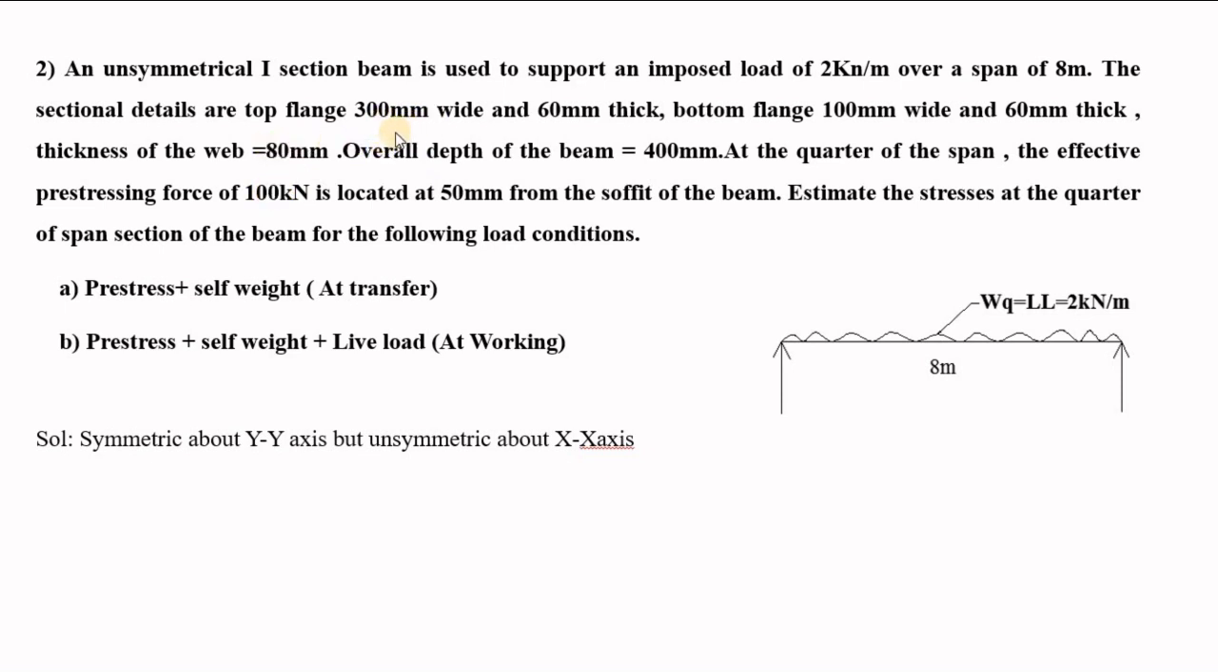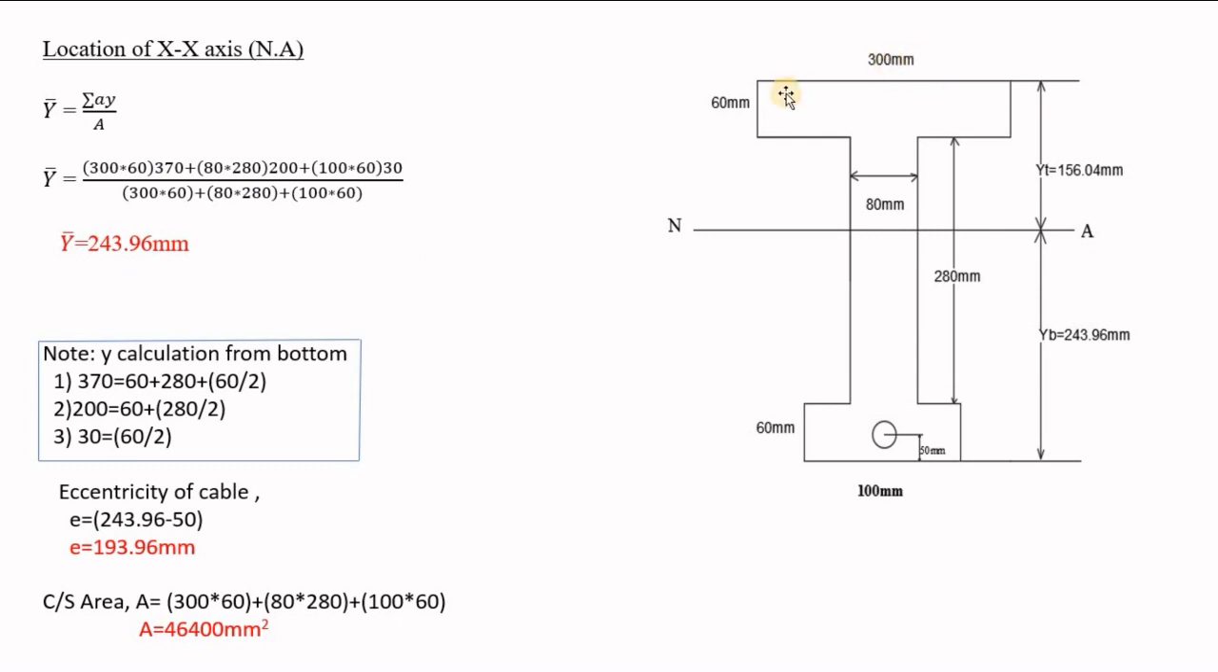Next, they are talking about the I section. The top flange width is 300 mm. You can see here 300, and depth of this flange is 60 mm. Then web is 80 mm. Then the bottom flange is 60 mm thickness, and width is 100 mm. Whatever I have written as this 280, they have not given. We should calculate it by ourselves.